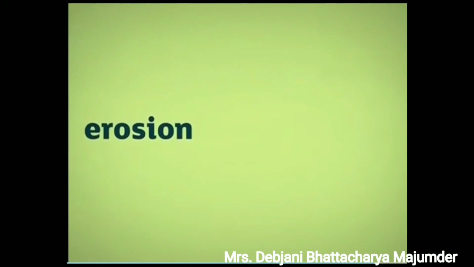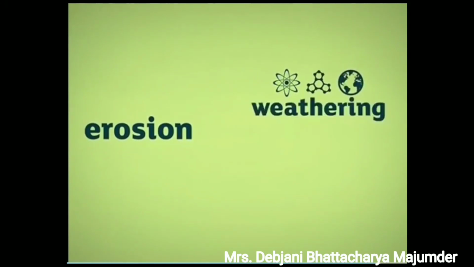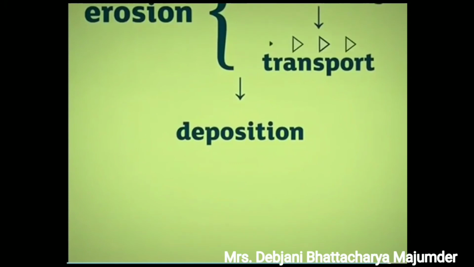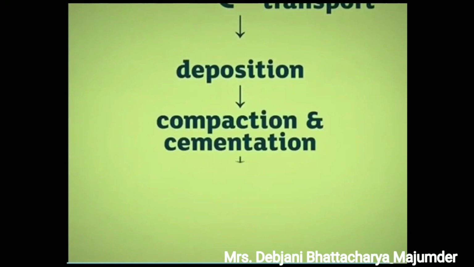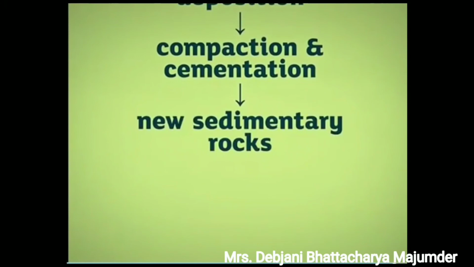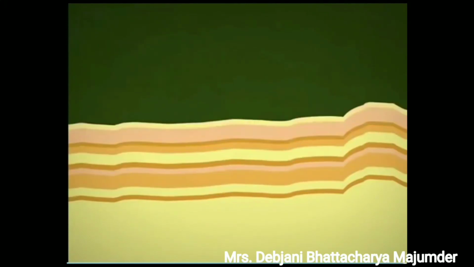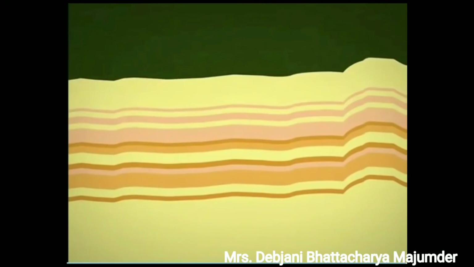These are the processes of the sedimentary rock. First is erosion. Erosion happens by weathering, and then the sediments are transported from one place to another place, and the sediments are deposited, compaction and cementation occur, and the new sedimentary rocks are formed. These are the processes of the formation of the sedimentary rocks.